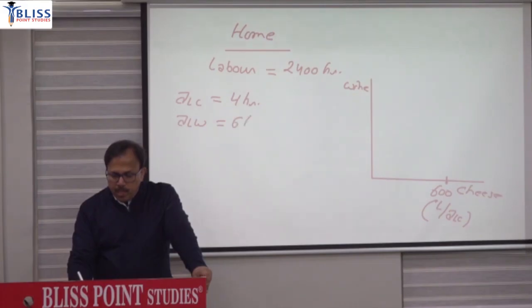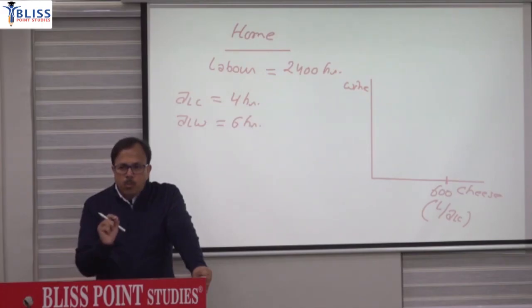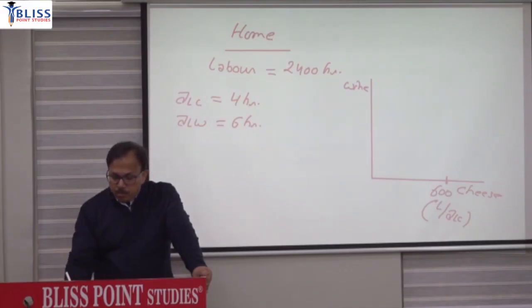I write it here 6 hour. It means it will take 6 hours to produce 1 unit of wine in the home country. So with 2400 hour you can produce maximum 400. ये नंबर कैलकुलेट कैसे हुआ? लेबर डिवाइडेड बाई ALW.